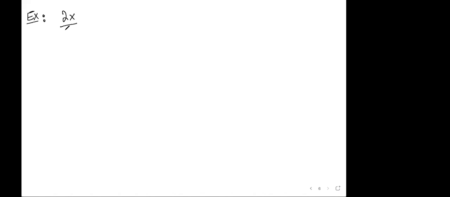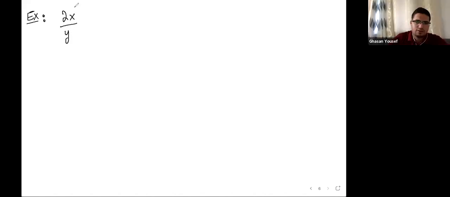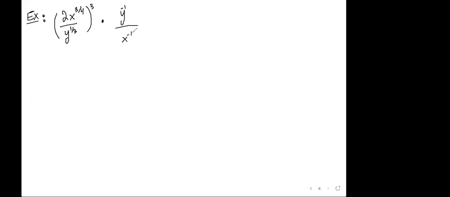Another example here. The example is 2x over y, with x to the power 3/4 and y to the power 1/3, everything to the power 3, times y to the minus 1 over x to the power minus 1/2.